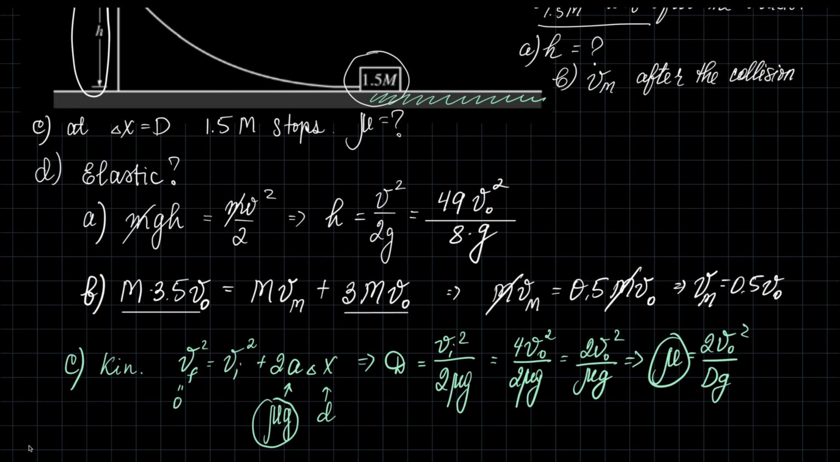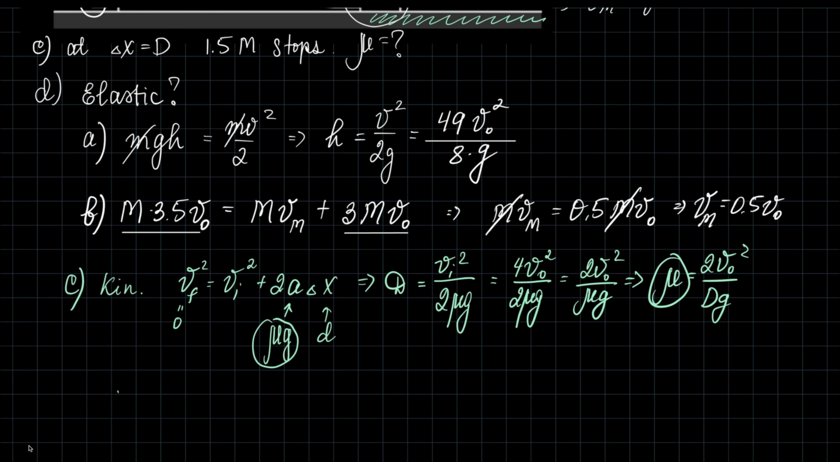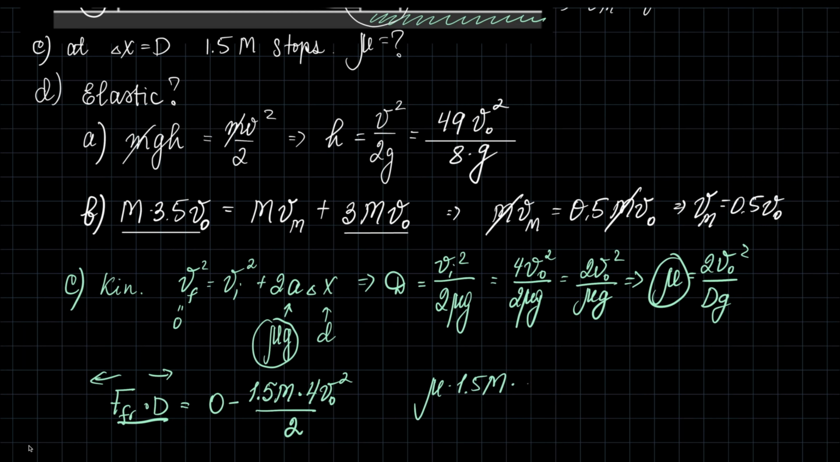Another way to do it would be through work. I could do force of friction times d should be 0 minus mv squared over 2, the change in kinetic energy: 1.5 m times 4 v0 squared over 2. This is negative work done by the force because the force is going to be to the left and the displacement will be to the right. So force of friction, mu times 1.5 m times g, times distance should be equal to 1.5 m. You can see that's going to cancel.